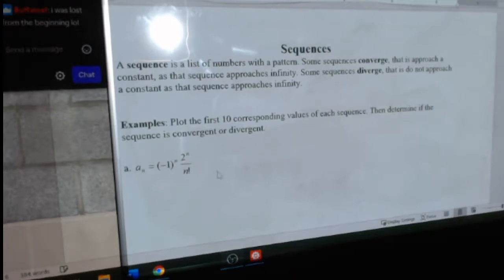So I said they were lost from the beginning. So let me do this next one and see if it helps. I'm assuming you're saying the calculator portion.